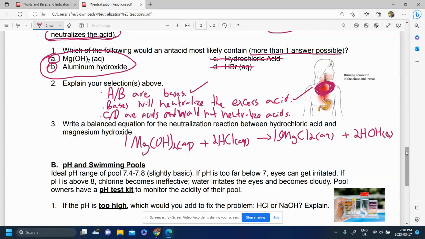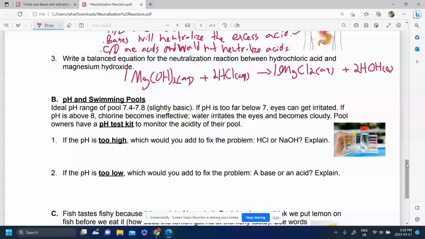Okay, next, let's see application B, pH in swimming pools. So when you have a swimming pool, or if you've ever been in a swimming pool, there's actually an ideal pH range that the pool should have. It should be between 7.4 and 7.8. So a little bit basic. If it's too far below 7, then it's too acidic and your eyes will get irritated.